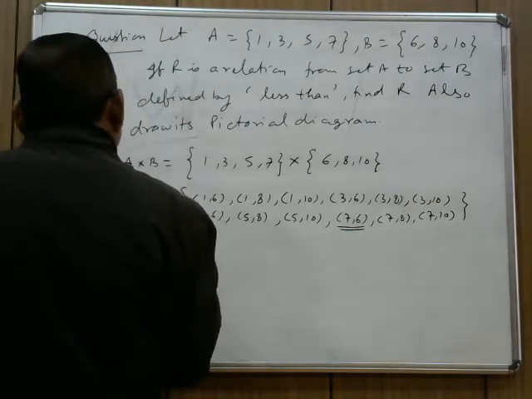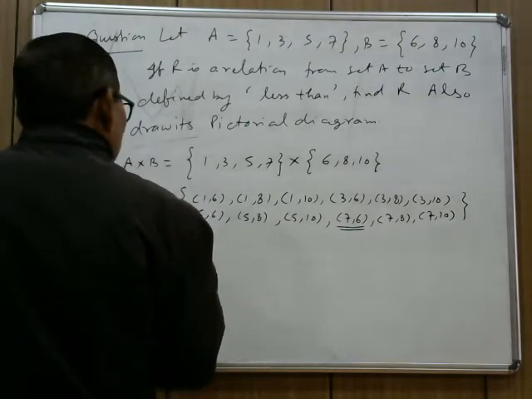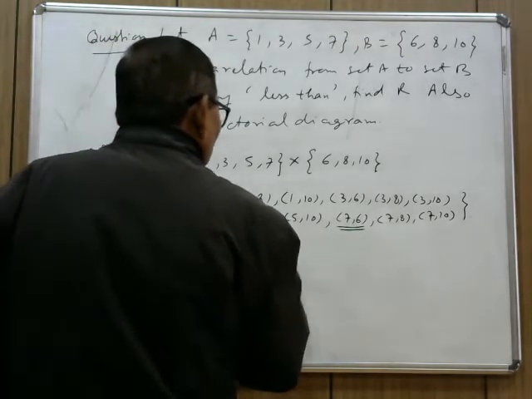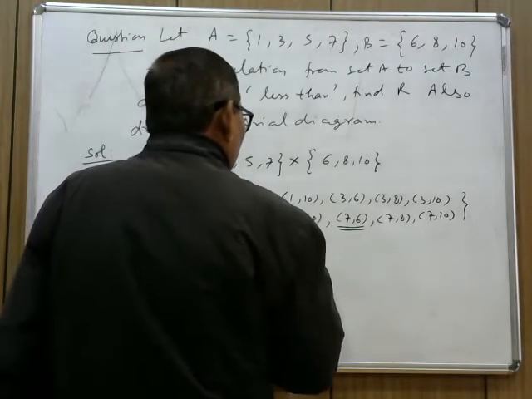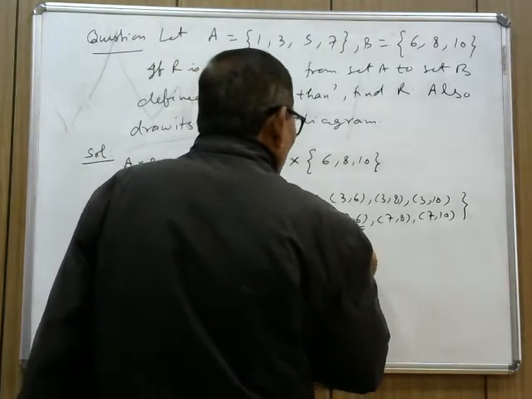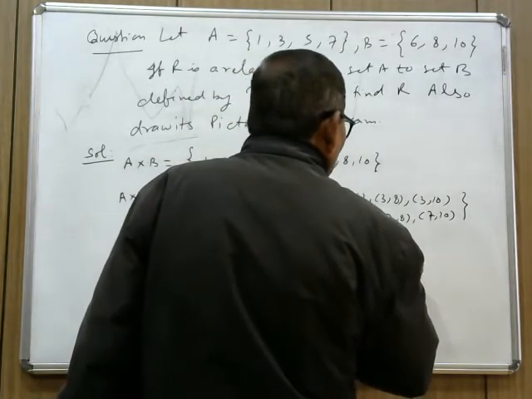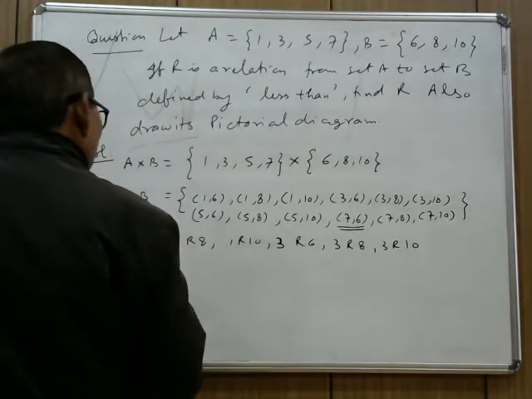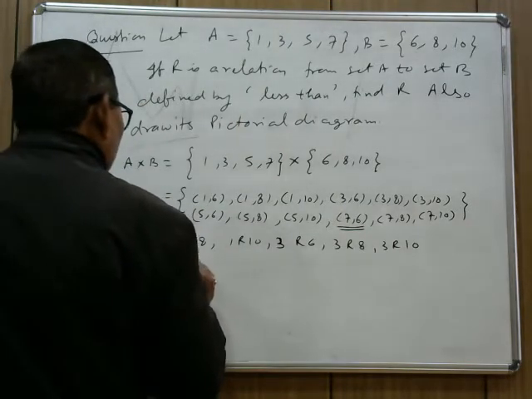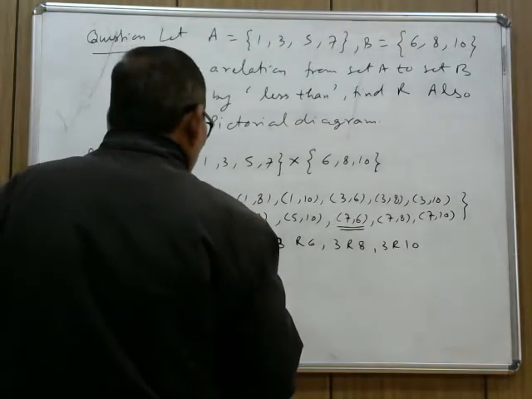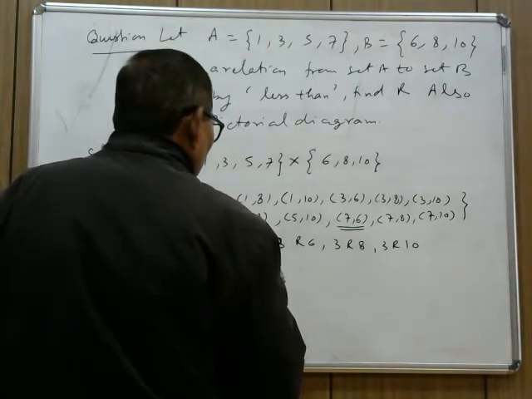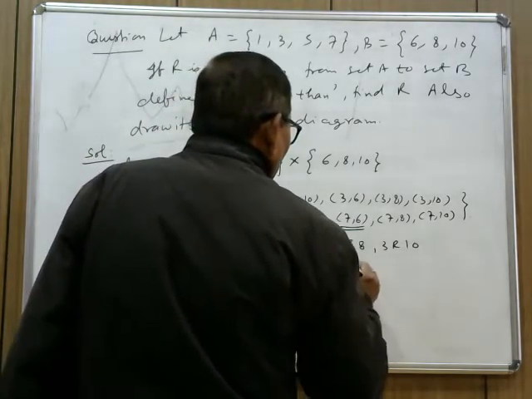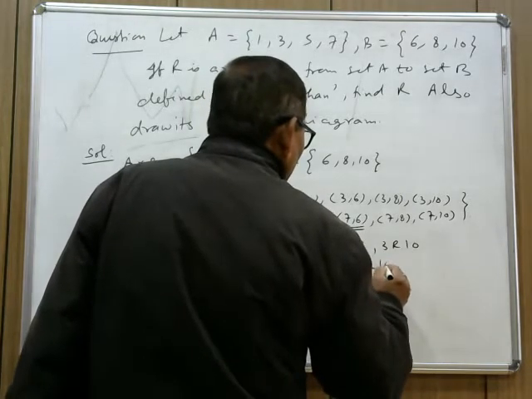So first of all you write 1 related to 6, 1 related to 8, 1 related to 10, 3 related to 6, 3 related to 8 and 3 related to 10, 5 related to 6, 5 related to 7 and 5 related to 10, 7 related to 8 and 7 related to 10.